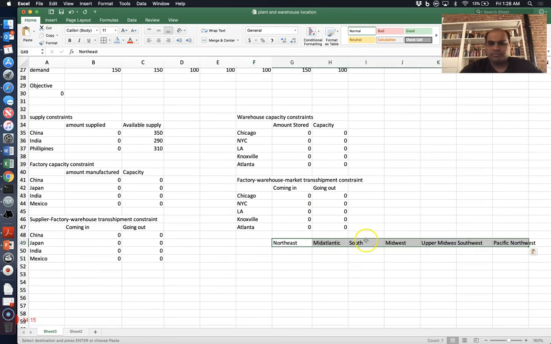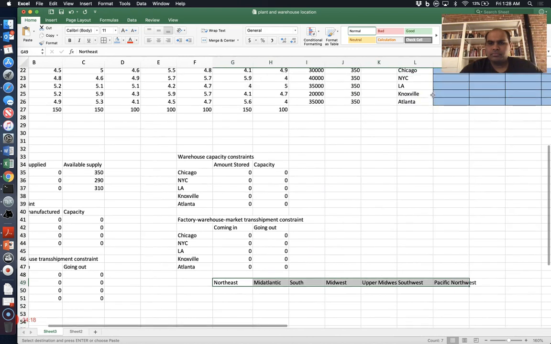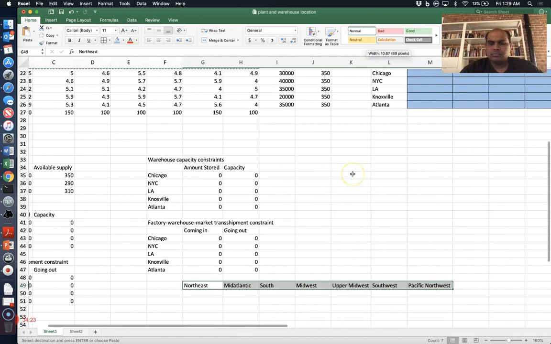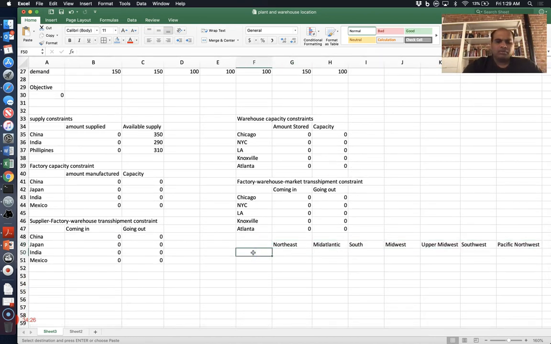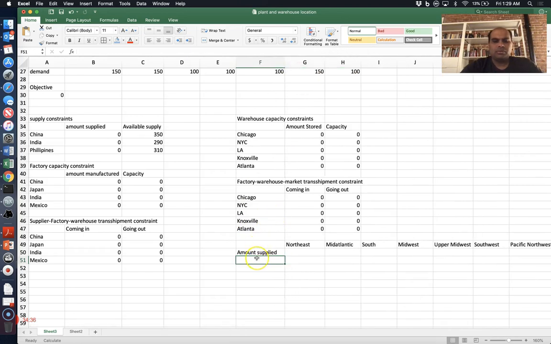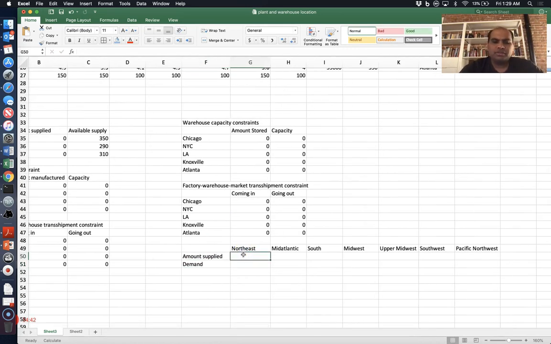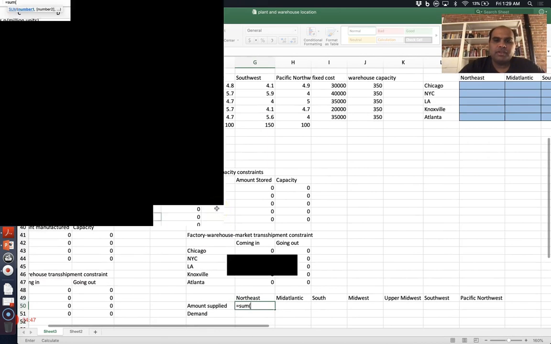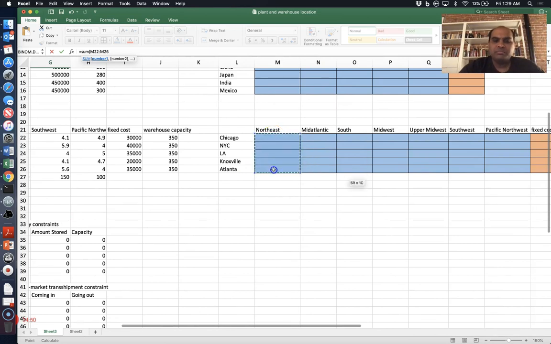Amount supplied. Let's say demand. So the amount supplied to the northeast demand location. That's everything coming into the northeast location.